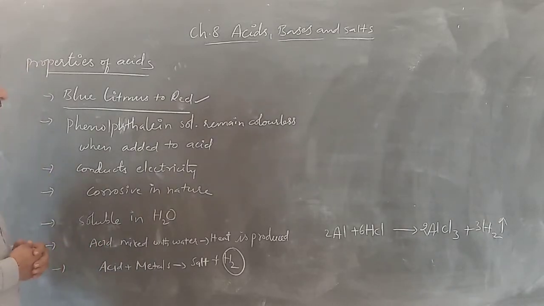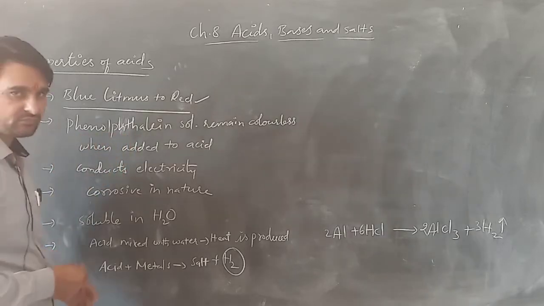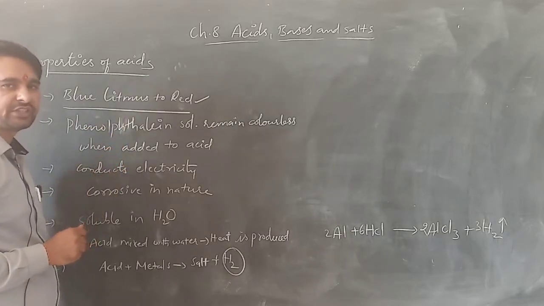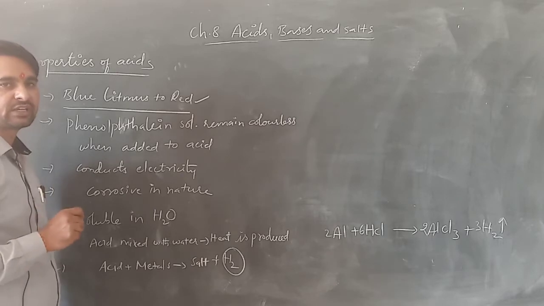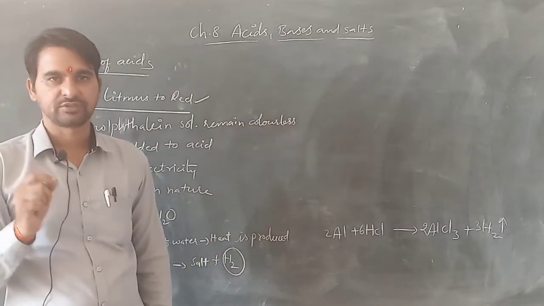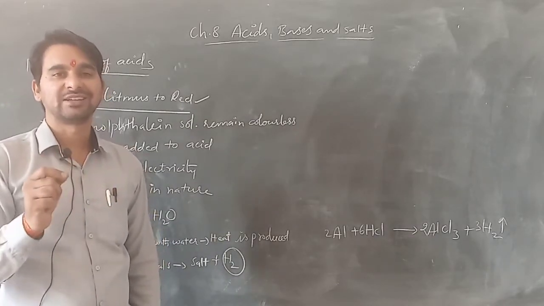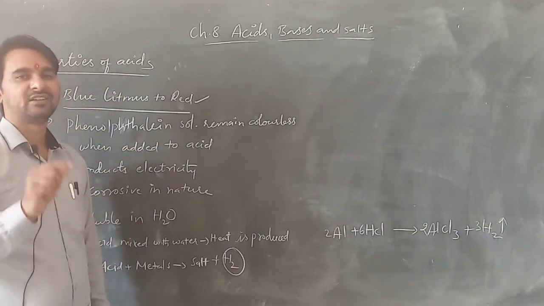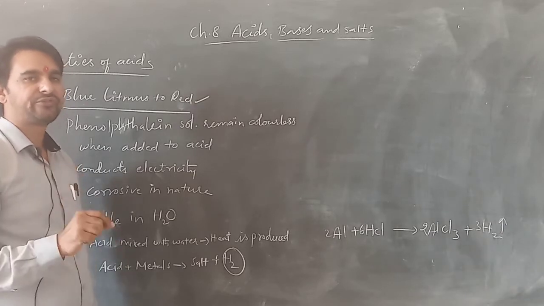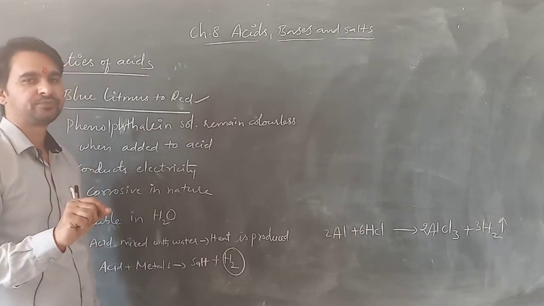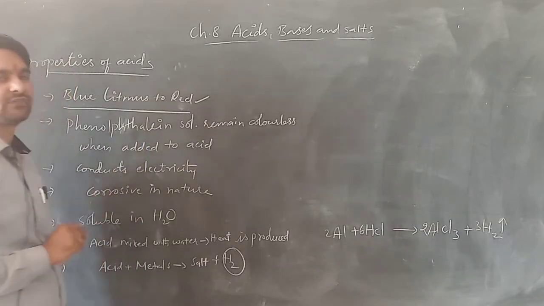Second, when you check it with artificial indicators like phenolphthalein, which is one of the artificial indicators we mostly use in our labs, the solution remains colorless. There is no change in the color of the solution. It indicates that it is an acid. So with the phenolphthalein artificial indicator, our acid is not going to show any kind of change.